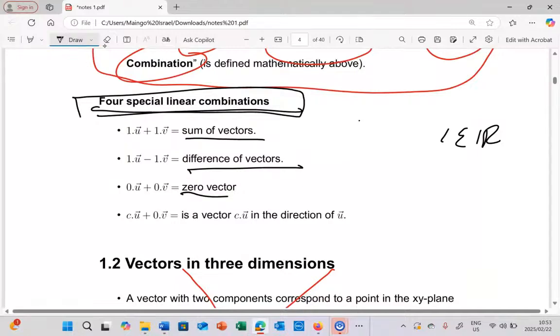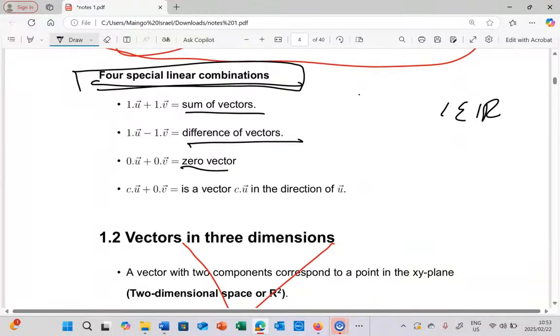If we take 0 times u plus 0 times v, it becomes 0. We also have c times u plus 0 times v, which is a vector cu in the direction of u. That's a simple thing. A zero vector plus a vector, because this one is also a vector, is just that vector. So those are the special linear combinations that we can talk about.